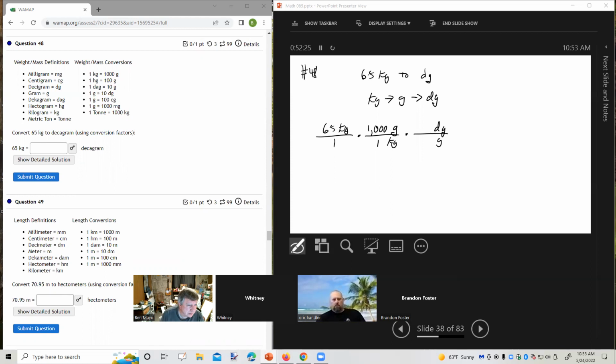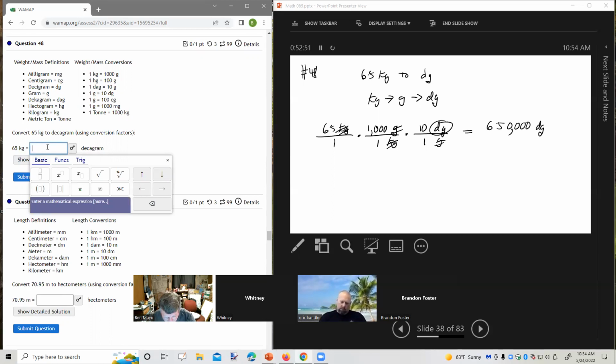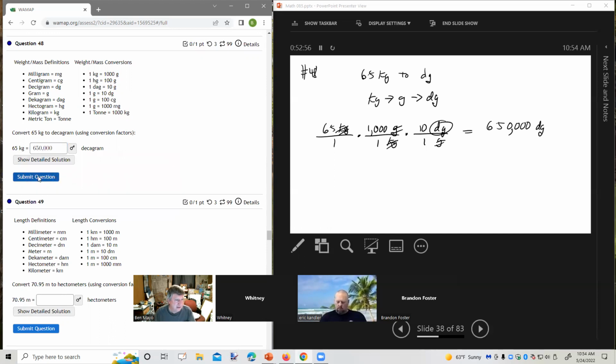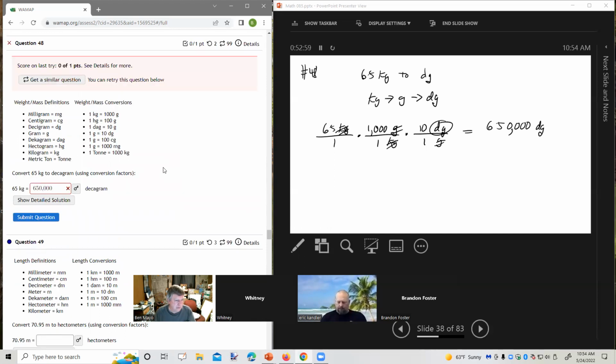And decigrams, let's see, 1 gram is 10 decigrams. Common units cross out, I have decigrams. 65, let's see, I'm going to add what, 1, 2, 3, 4 zeros. So 6, 5, 1, 2, 3, 4. And that is 650 decigrams. 650,000, excuse me. Uh-oh, okay, hang on. What did I mess up here? Don't help me.